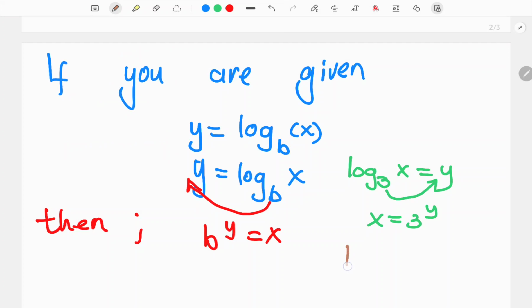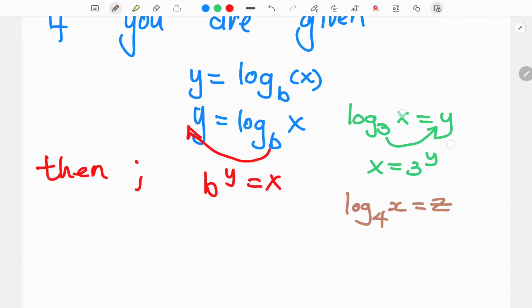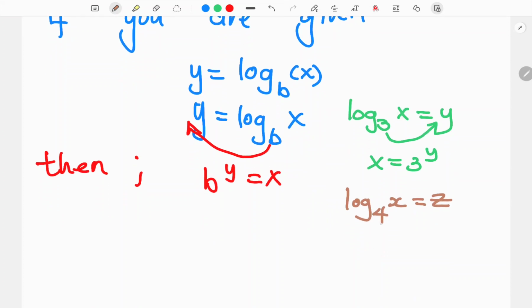Maybe another example. Let's just say you have log base 4 of x is equal to z. It doesn't matter what it is. Convert into exponential, and you just take this 4 and make it the base on the other side. You have x is equal to 4 to the power of z. So you just take the base, move it, and make it the base on the other side. That's how you convert from log into exponential.